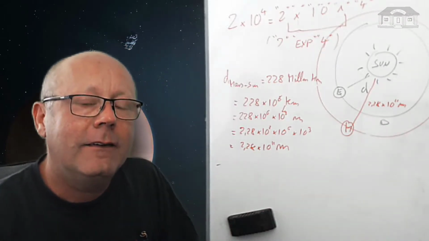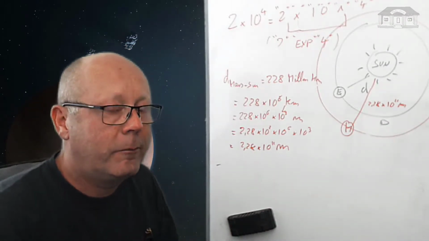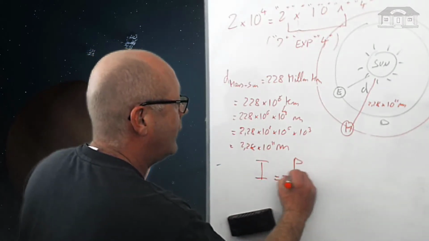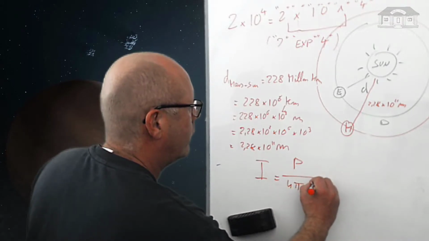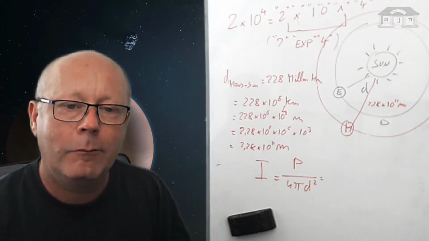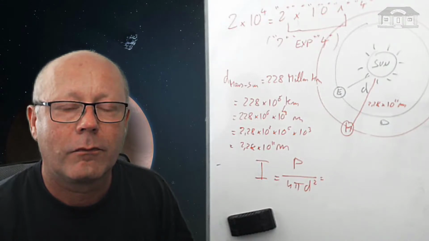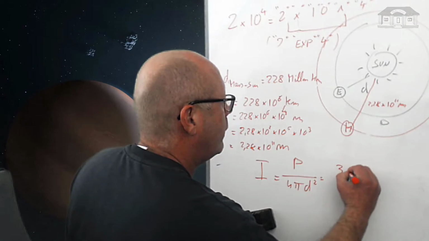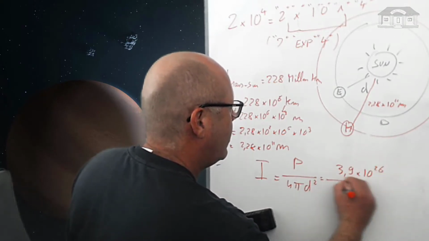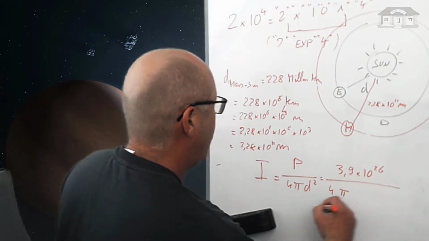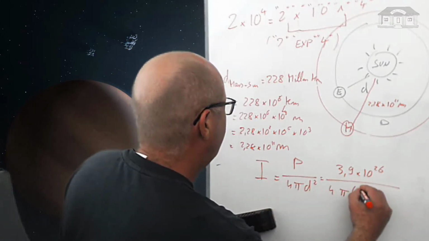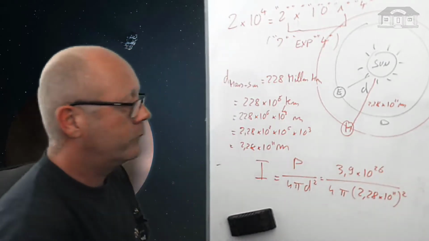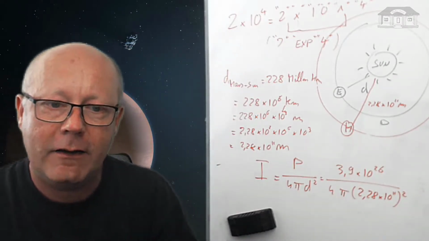Could you calculate the solar constant for Mars? For this, it will be I equals the power of the Sun divided by 4πd². Could you calculate it? Pause the video. Right, so 3.9 × 10^26, that's the power of the Sun, divided by 4π, and the distance between Mars and the Sun is 2.28 × 10^11, squared. So type it on your calculator.